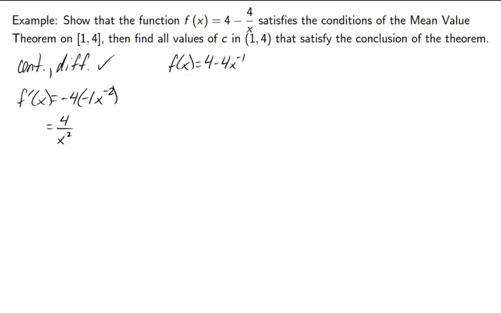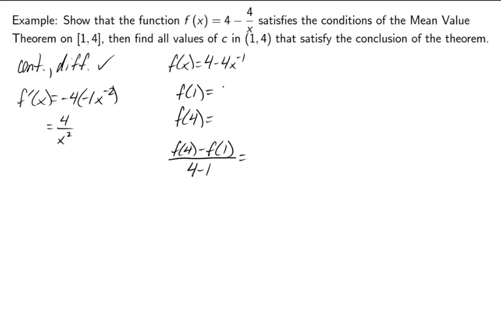The mean value theorem says that the slope will have a value in 1 to 4 so that it's equal to the average rate of change from 1 to 4. We need to calculate that. We need to calculate f of 1, f of 4, and the rate of change, f of 4 minus f of 1 over 4 minus 1.